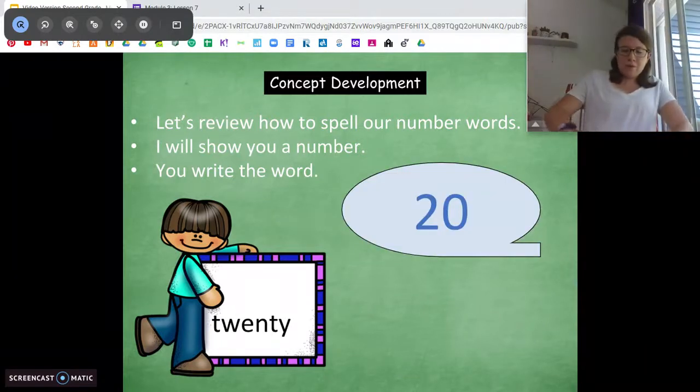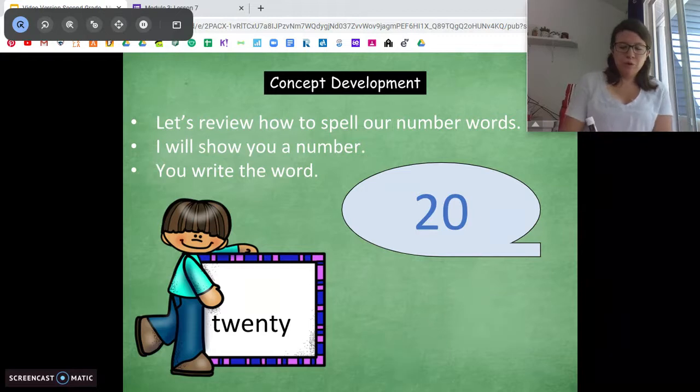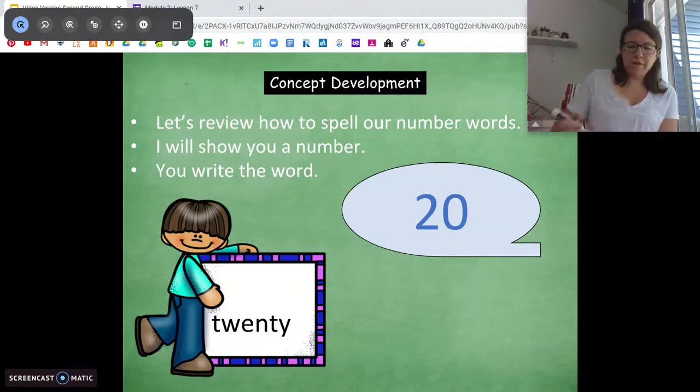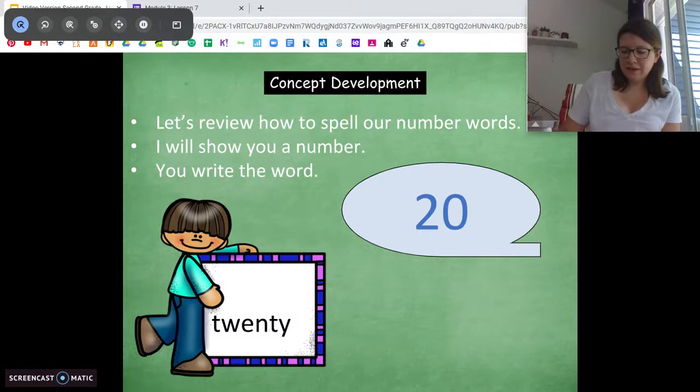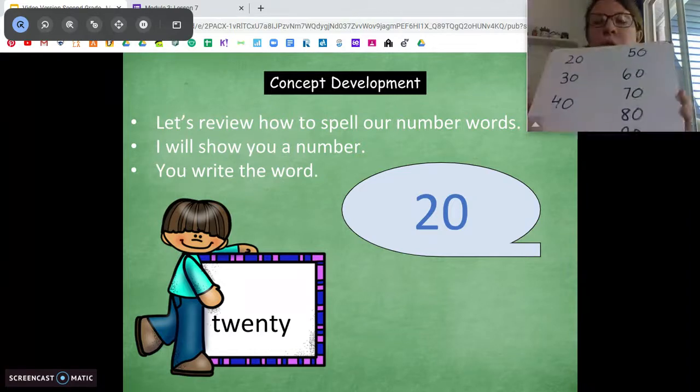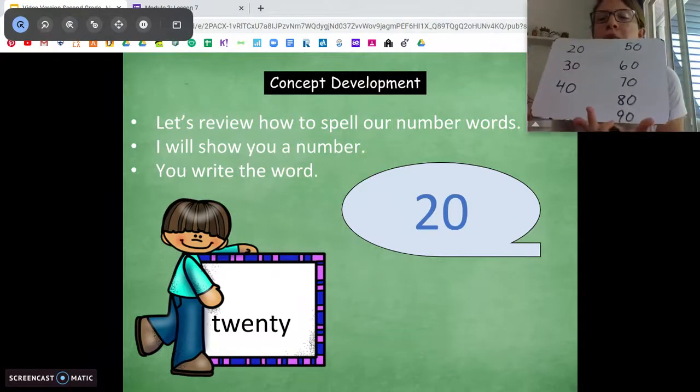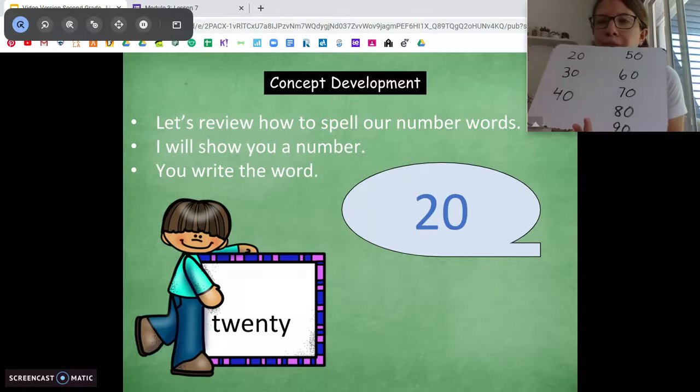20. Now, I want you to do all of our ten values. So we got 20, 30, 40, 50, 60, 70, 80, 90. Pause the video, write all of those values for me. Write all of those numbers out for me.